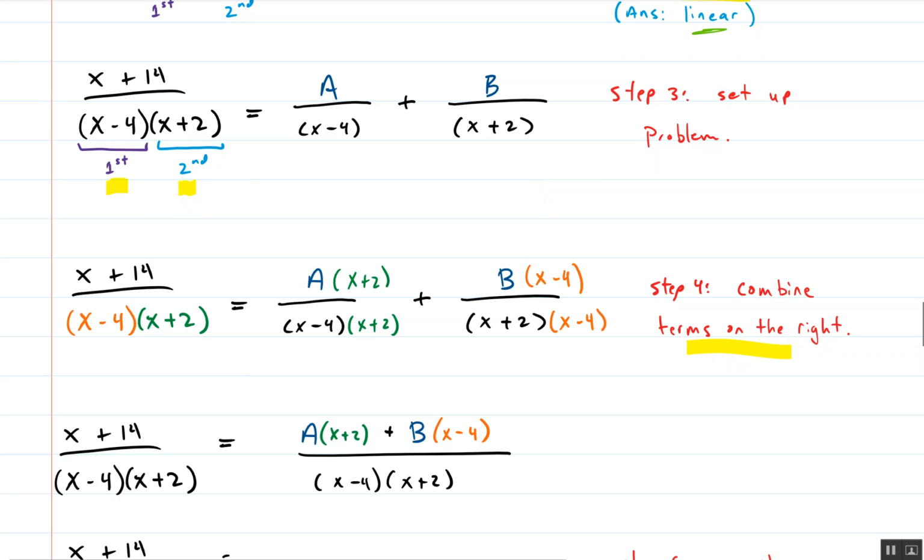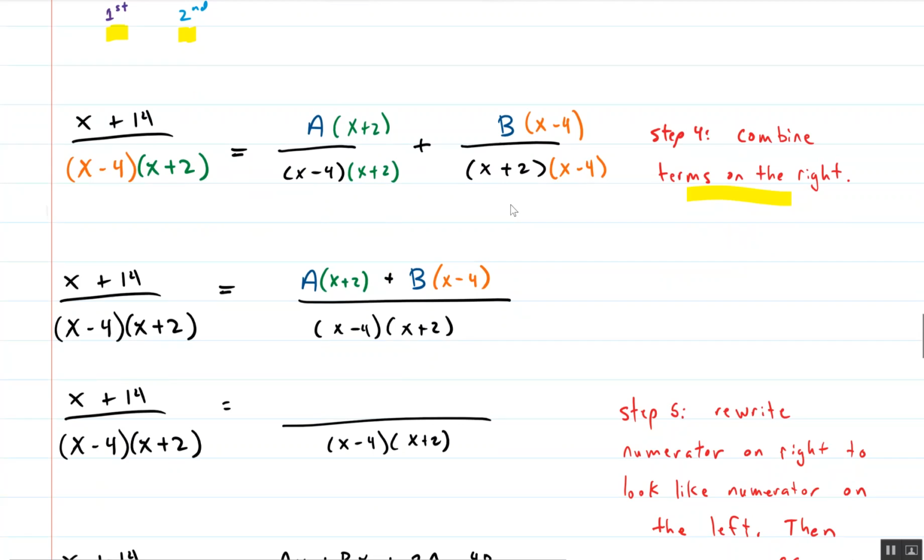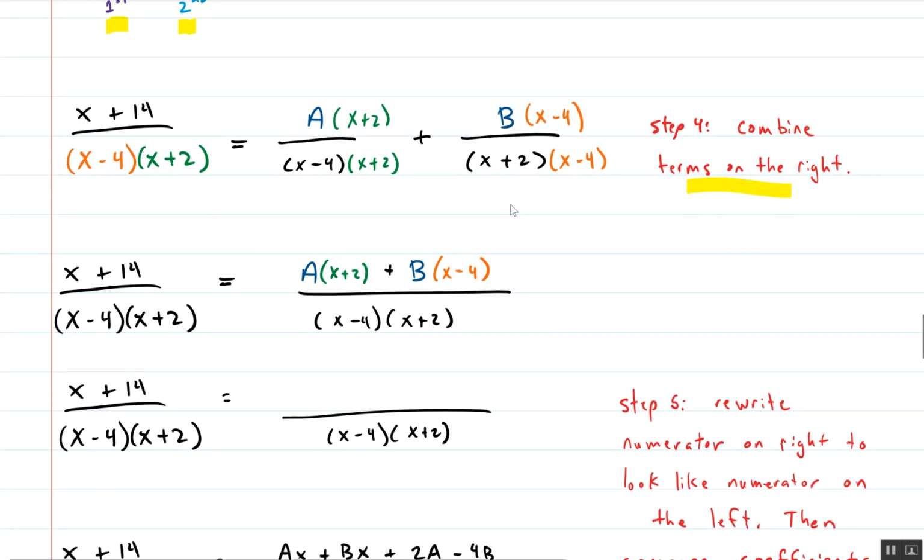Now we can add them together because they both have the same denominator. And we can put them both over the same denominator. So that's a times x plus 2, and we can add that to the b times x plus 4, x minus 4, and it all goes underneath the same common denominator.